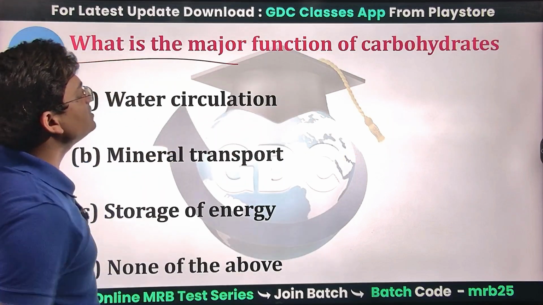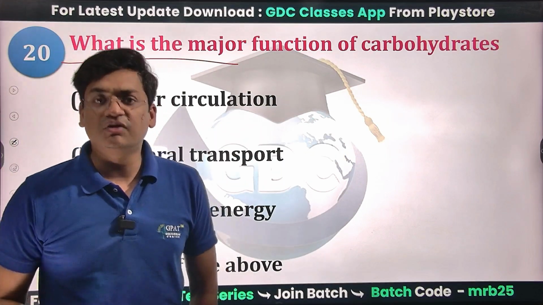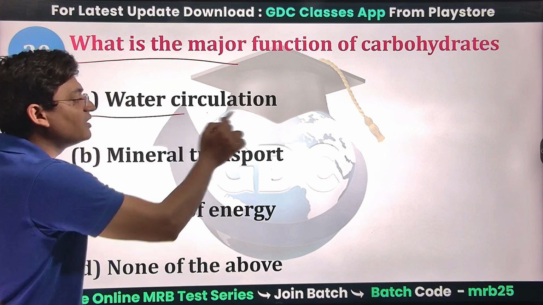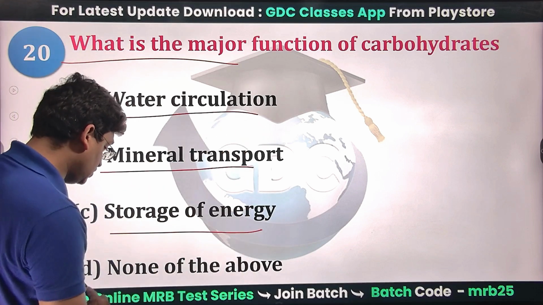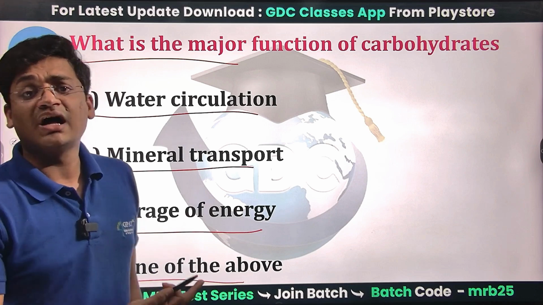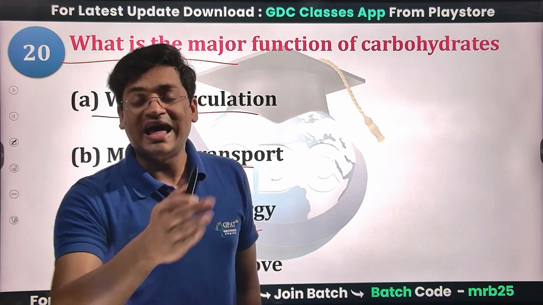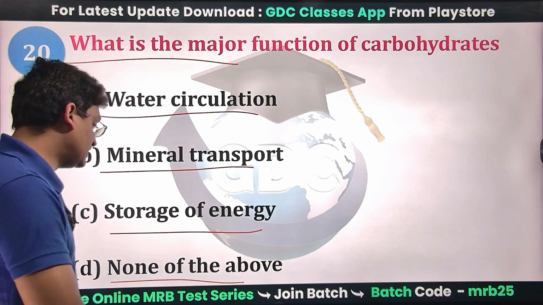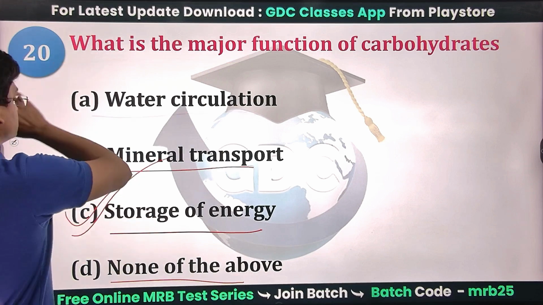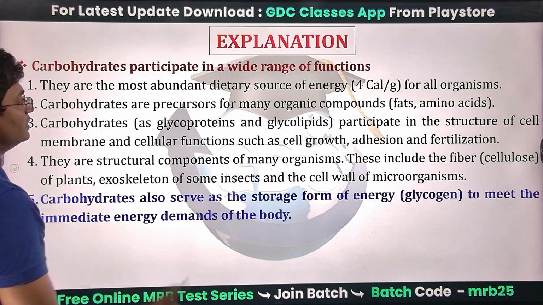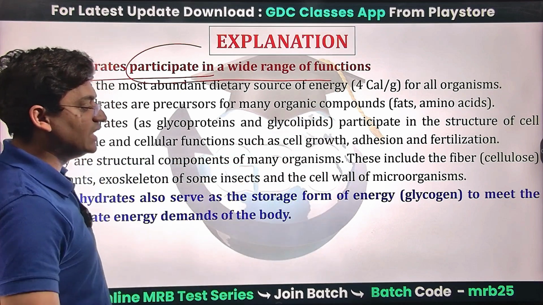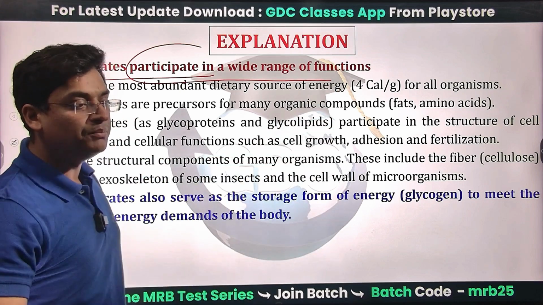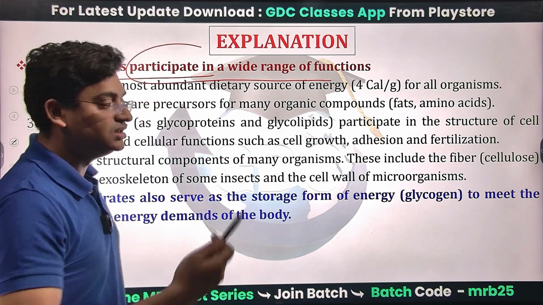Next, what is the major function of carbohydrates? Water circulation, mineral transport, storage of energy, or none of the above. Carbohydrates are actually the storage units; glycolysis and the Krebs cycle produce energy. So yes, C will be the right answer. Carbohydrates participate in a wide range of functions, but the main important function of them is to produce energy.